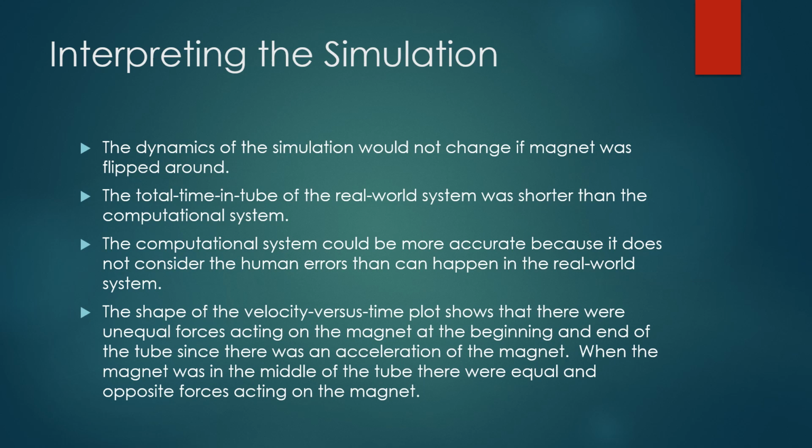The shape of the velocity versus time plot shows that there were unequal forces acting on the magnet at the beginning and end of the tube, since there was an acceleration on the magnet. And when the magnet was in the middle of the tube, there were equal and opposite forces acting on the magnet, since there was a constant velocity.